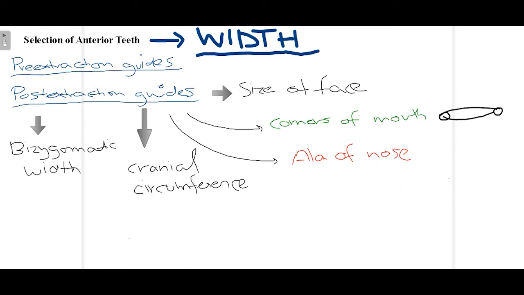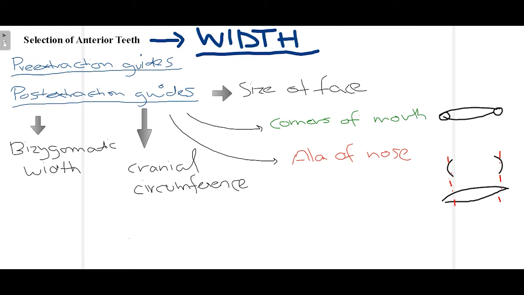Now next is the ala of the nose. A vertical line is dropped from the ala of the nose and marks the middle of the canine. So this is used as an interalar guide for teeth selection. For example, these are your ala and this is the mouth. If a line is dropped from the ala like this, it marks the mid of the canine. So this is also used as a guide for the arrangement of teeth, and this is known as the interalar guide.